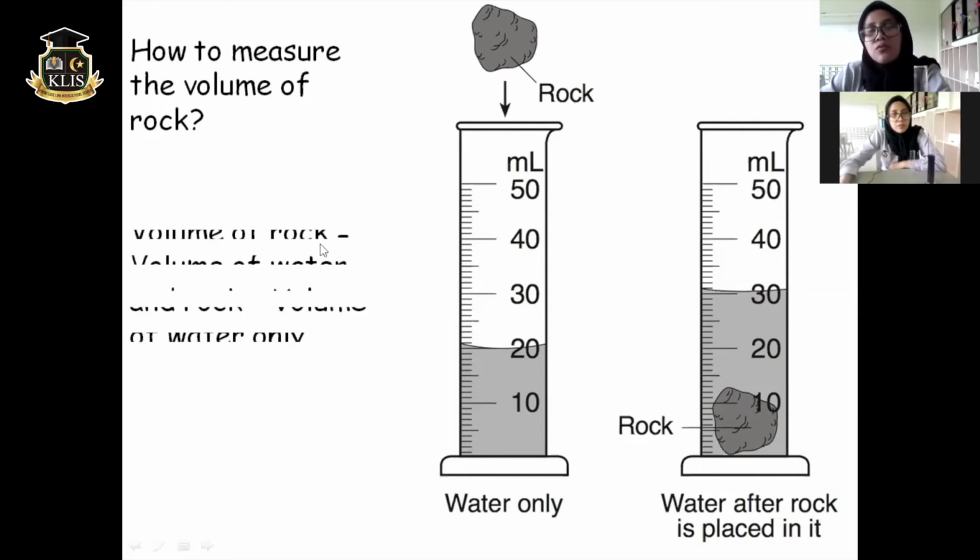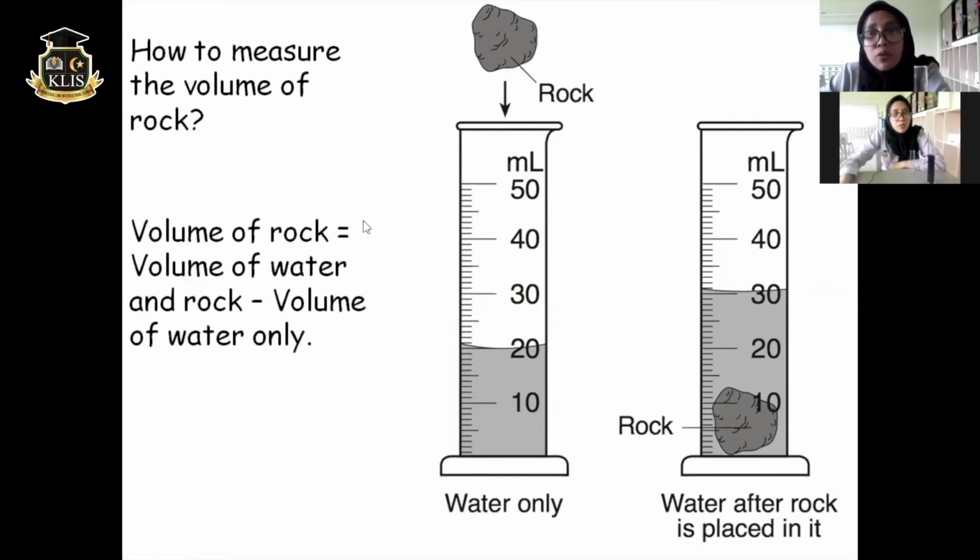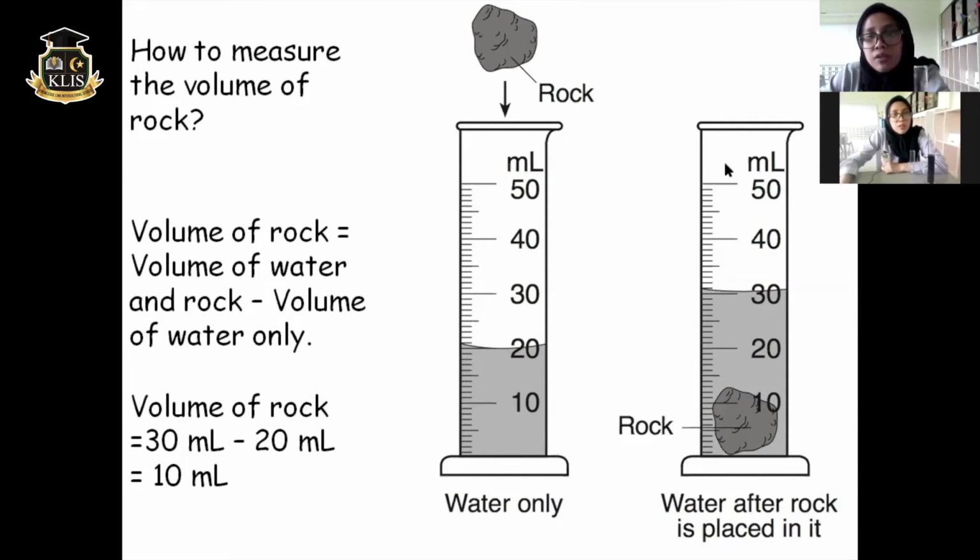So, to find the volume of the rock, we have the formula. Volume of the rock equals volume of water and rock minus the volume of water only. In this case, we have 30 milliliters, the volume of the rock and the water, minus 20 milliliters, the volume of the water only. We got 10 milliliters. So the volume of the rock is 10 milliliters. You got it?